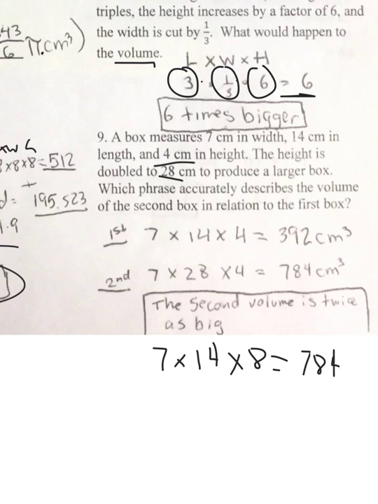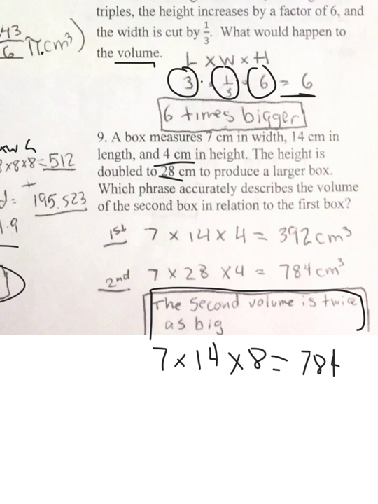Anyways, the point being, it doesn't matter which one you double. There was a typo, so either it should say the height is doubled to 8 or the width is doubled to 28 centimeters. Either way, doubling one dimension will simply multiply the area by 2 or the volume by 2 because everything else stayed the same. So this answer is still correct. The second volume is twice as big.